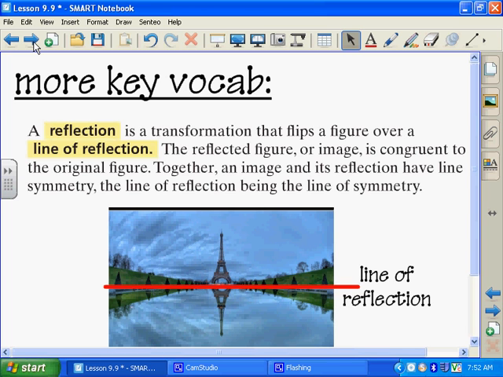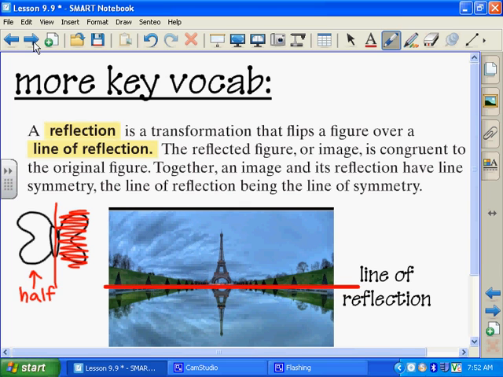So if you remember the butterfly, okay, the line of symmetry cut it completely in half. So on one side of my figure, I only had half of my image. I only had half. Now, a line of reflection, if you look at the Eiffel Tower, the line of reflection doesn't do anything to the Eiffel Tower. The Eiffel Tower is still here, okay? It just makes it almost double. You have two Eiffel Towers in a line of reflection.